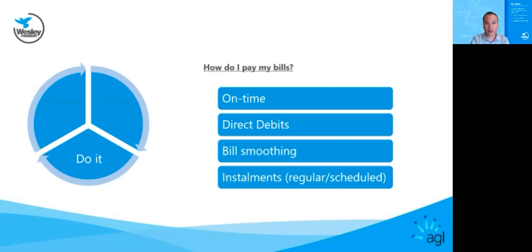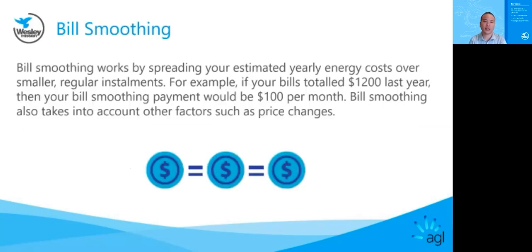And if you're worried about that, then generally the energy companies are able to calculate at the end of the year the correct amount that you've used in the whole year, if there's any discrepancy. Bill smoothing is another option, which I'll talk about, and installments. Bill smoothing, what is it? So bill smoothing works by spreading your estimated yearly energy costs over smaller and regular installments. This is so you don't get bill shock.